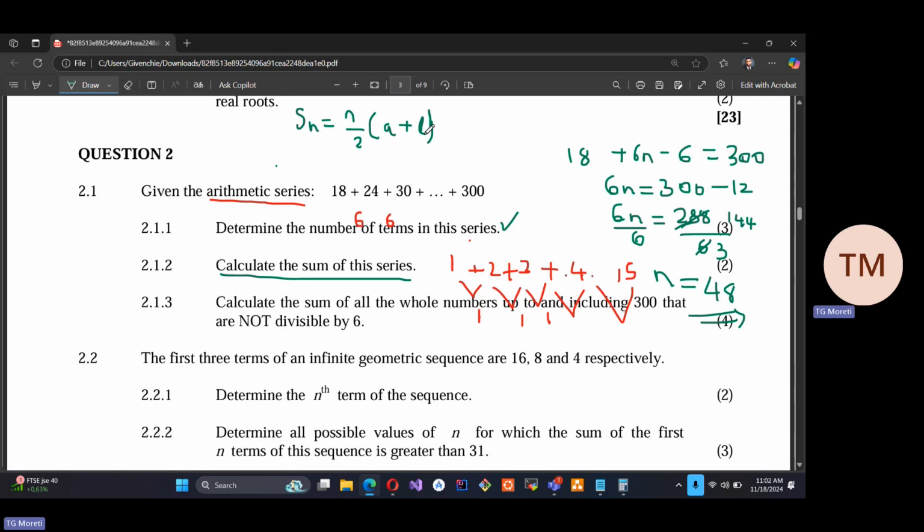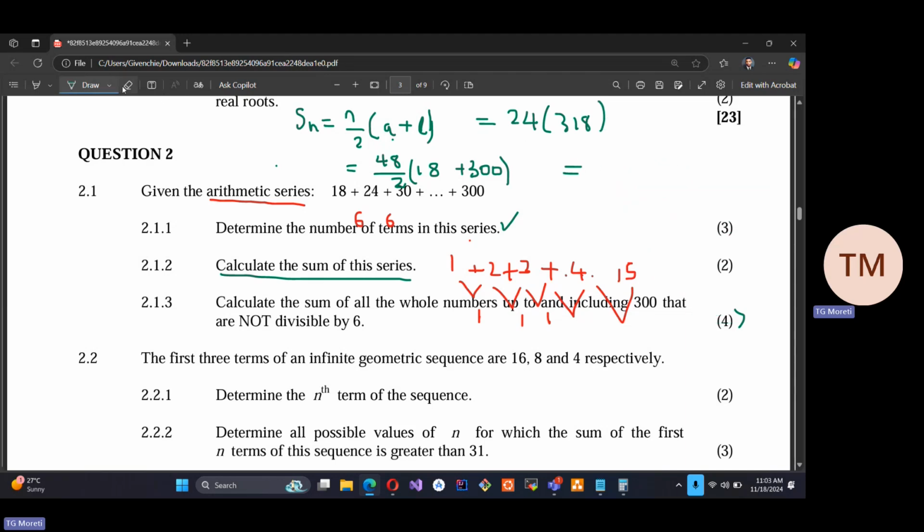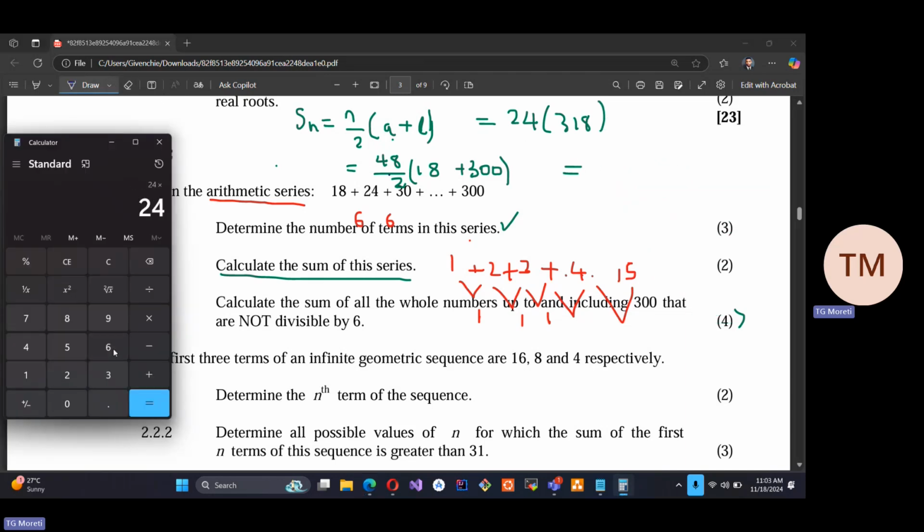Remember, l is the last term, a is the first term. This is a plus sign, this is the number of terms, and this is 2. Okay, so we're going to say 48 divided by 2 into 18 plus 300. 48 divided by 2 is equal to 24 into 318. I'll erase this part. Now I get 24 multiplied by 318.